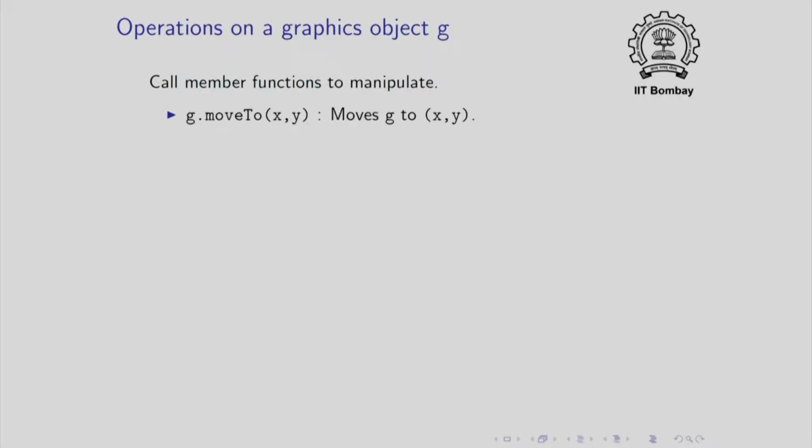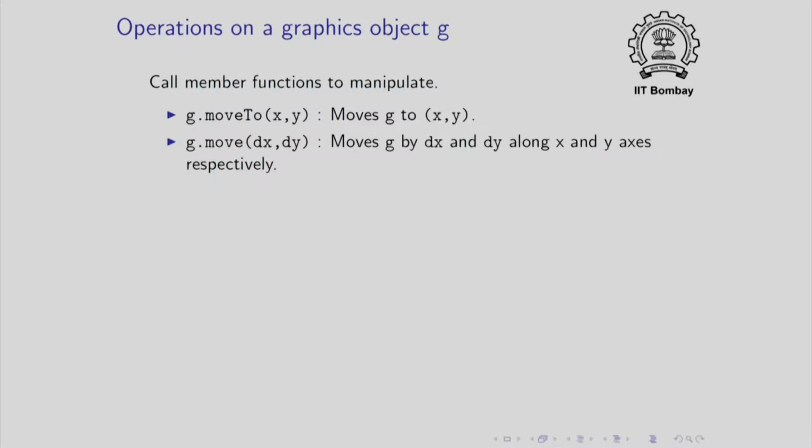Once you have constructed graphics objects, you can perform operations on them. And as I said earlier, operations on graphics objects are simply member function calls on the corresponding object. So, suppose we have a graphics object G which we have somehow constructed. Here are some of the operations that we can perform on G. I can write G dot move to xy. So, this will move the object from wherever it is to the coordinate xy that has been named. Basically, this means that the center of the object will move to that point.